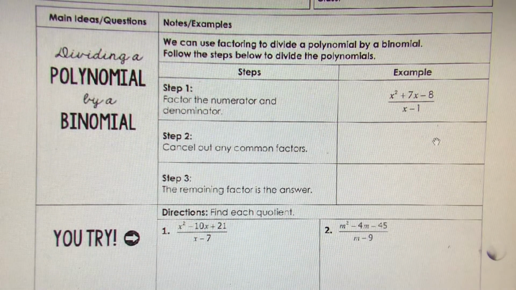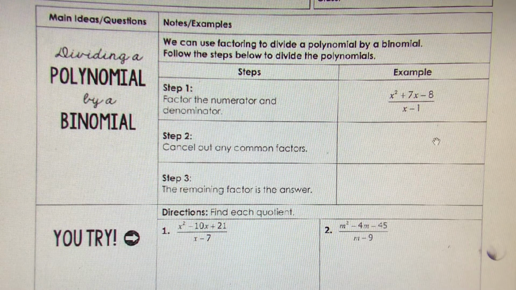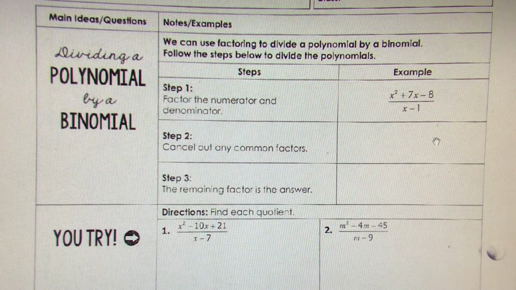Lesson 12, dividing a polynomial by a binomial. So we are going to be using another factoring method, and we're going to divide by a binomial. See that denominator there? In that example it is x minus 1. It's a binomial, and we're going to divide it into that top numerator, which is a polynomial.